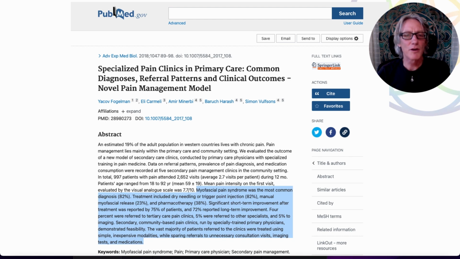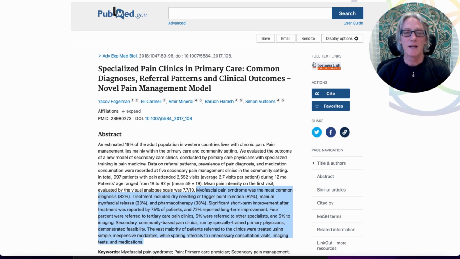The last part of this paragraph says the vast majority of patients referred to the clinics were treated using simple, inexpensive modalities while sparing referrals to unnecessary consultation visits, imaging tests, and medications. I have seen this stuff work myself. As a Coaching the Body practitioner, I deal with retraining pain-free movement using trigger point therapy. Coaching the Body is basically an advanced form of trigger point therapy with a lot of innovations, and I've treated hundreds of people for shoulder pain conditions successfully.